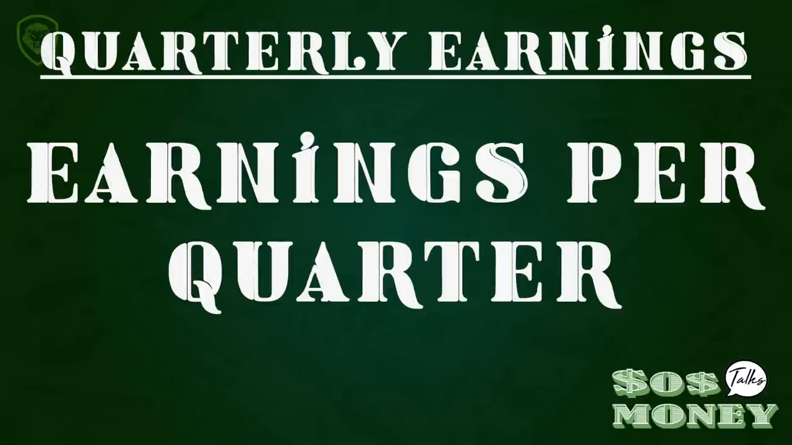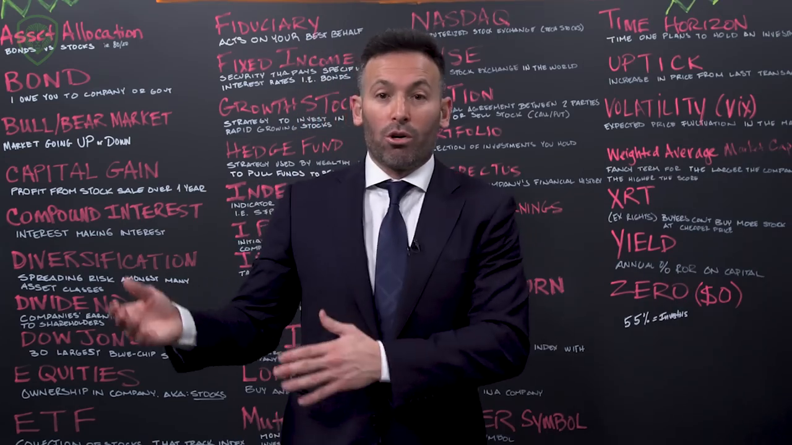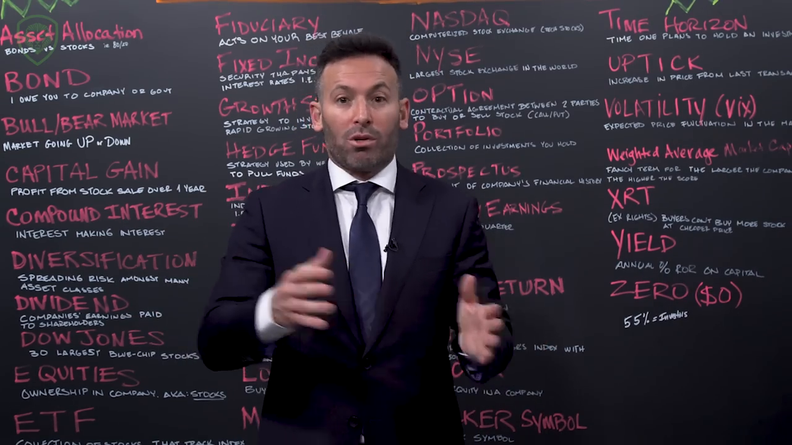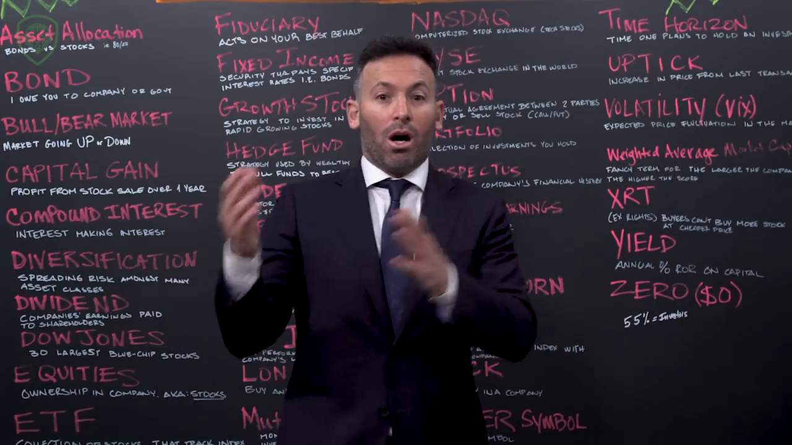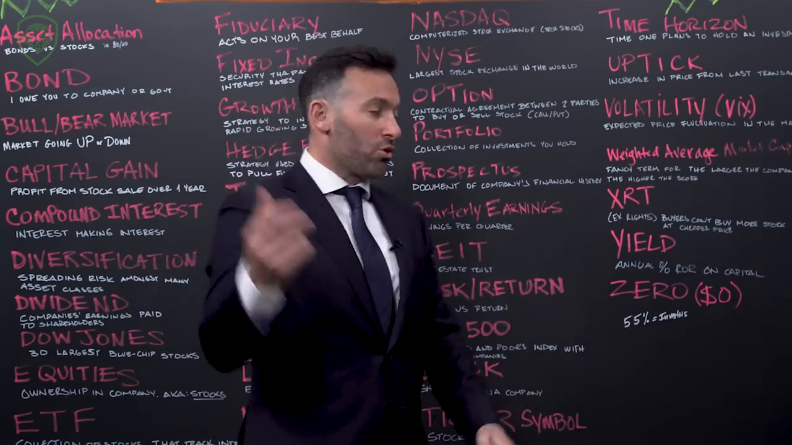Then you got quarterly earnings. Quarterly earnings are just what it shows. A company's earnings every quarter. How many quarters are in a year? Well, four. How many quarters are in a game? Well, four. So there you go. Company's earnings by quarter. That's quarterly earnings.